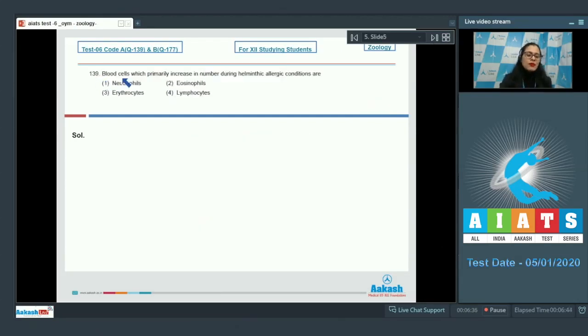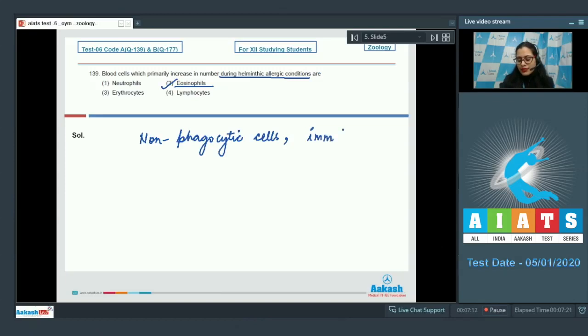Question number 139. Blood cells which primarily increase in number during helminthic allergic conditions are, and the options given are neutrophils, eosinophils, erythrocytes and lymphocytes. And the correct answer to this question is option number 2, eosinophils. Eosinophils are non-phagocytic cells and their number increases during helminthic allergic conditions, and they play a role in immunity.